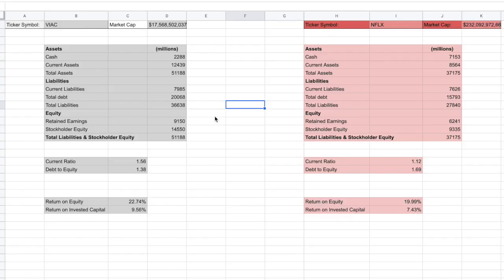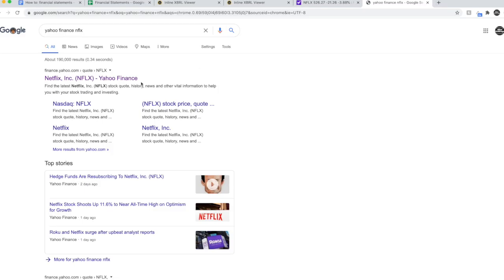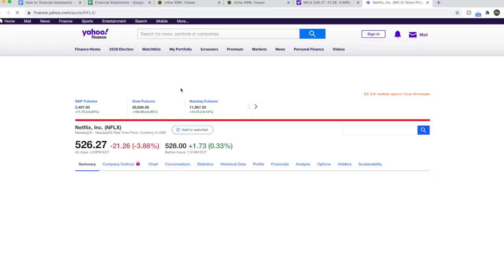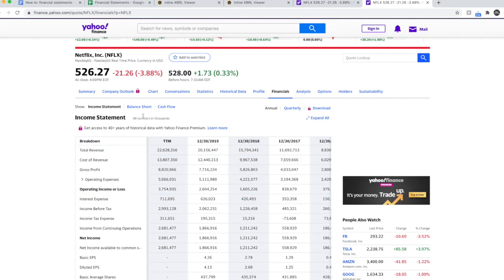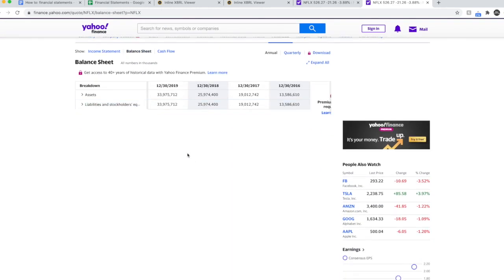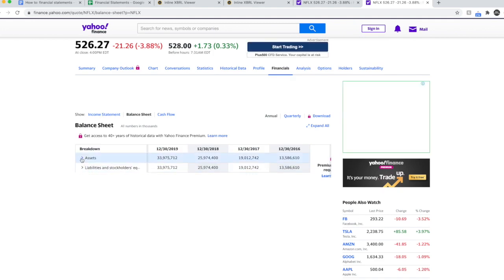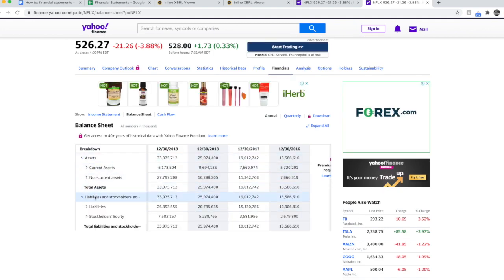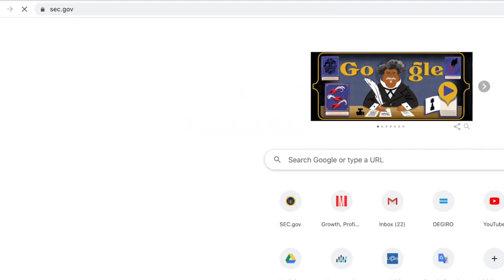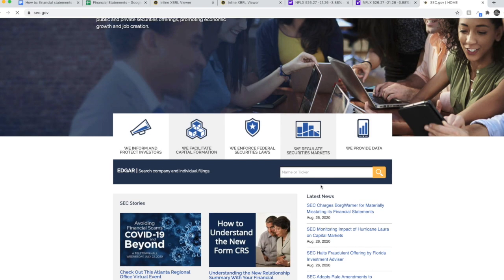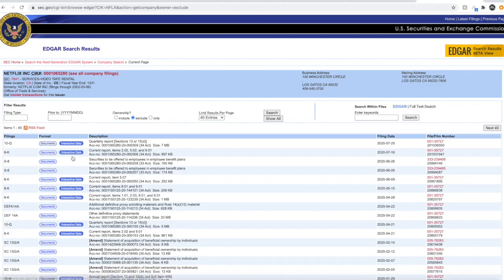Now that you guys have a conceptual overview of the balance sheet, we can now compare the balance sheets of Netflix and Viacom, the two companies we analyzed last time. One easy way to find the balance sheet for a company you're interested in is to search Yahoo Finance and the name of the company. You then click on Financials and Balance Sheet. While Yahoo Finance is a good source, sometimes data can be missing or some data could be incorrect, and it is a better option to just go directly to the SEC's website. All you have to do is type in sec.gov. You then scroll down and enter the ticker symbol of the company that you want to find.